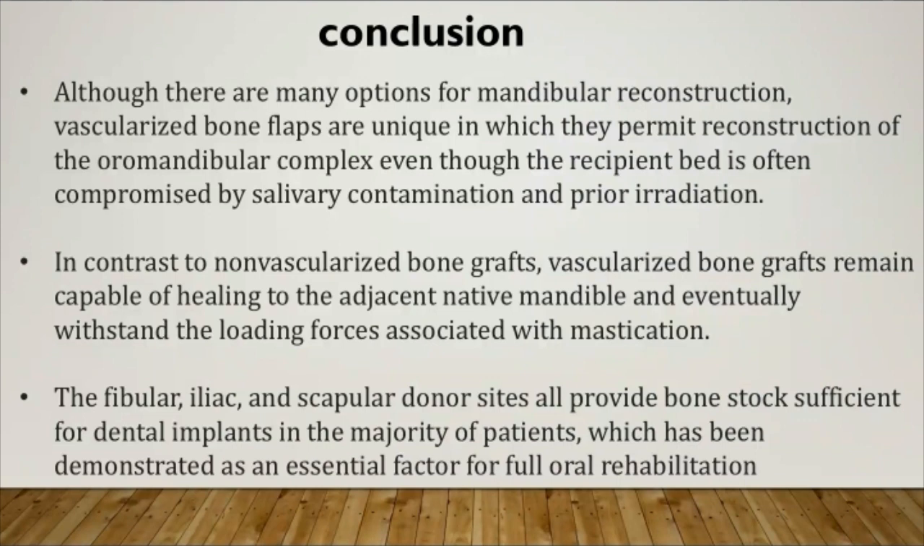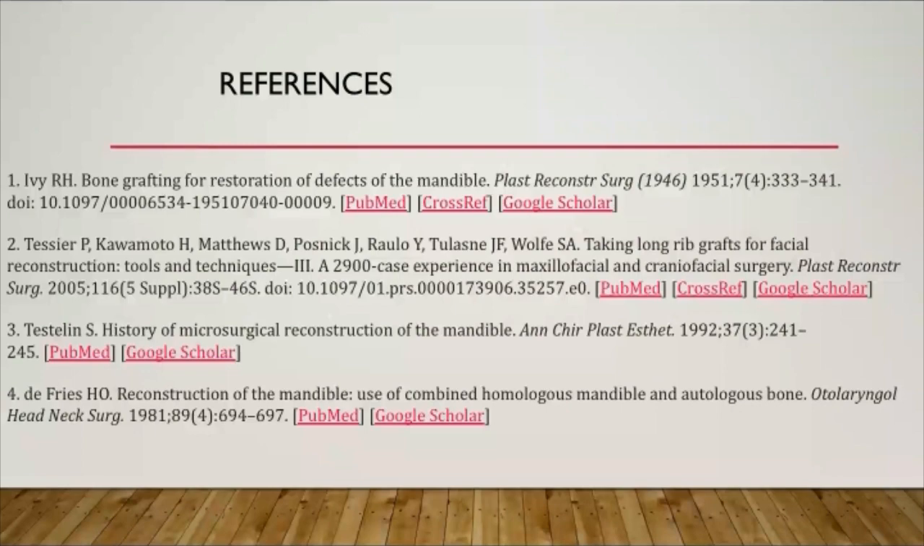So the fibula, iliac crest, and scapular donor sites all provide sufficient bone stock for dental implants in the majority of patients, which has been demonstrated as an essential factor for full oral rehabilitation. So these are my references.